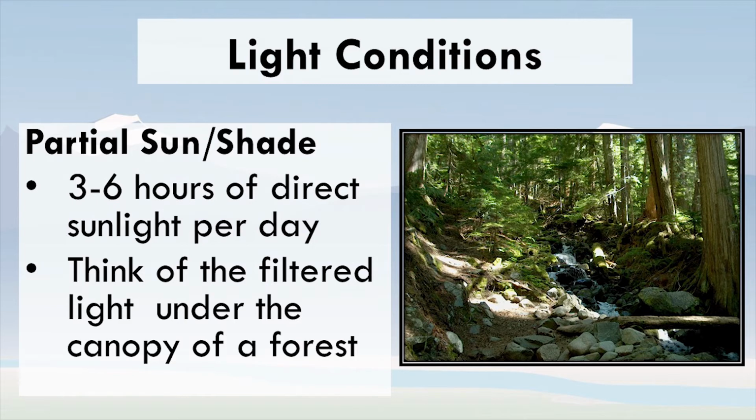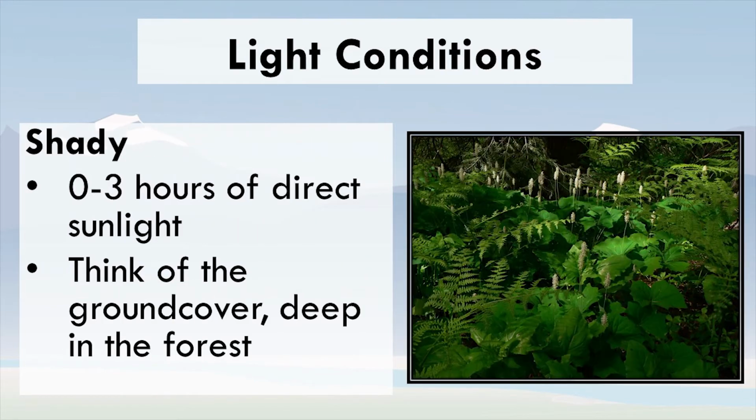Is your site partially sunny or partially shady? Think of a forest with the light filtering through the canopy. These sites receive 3 to 6 hours of direct sunlight per day. Or is your garden in the shade? Think of the ground cover deep in a forest. Shady sites receive 0 to 3 hours of direct sunlight per day.